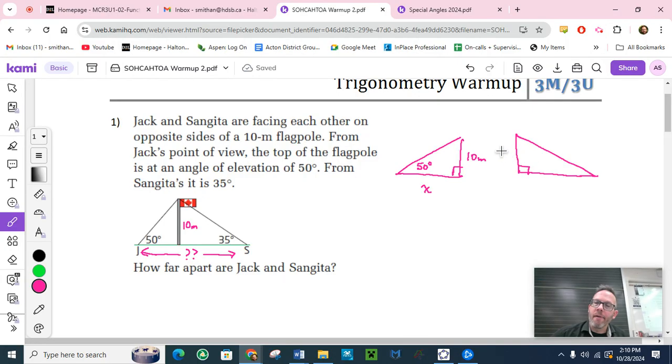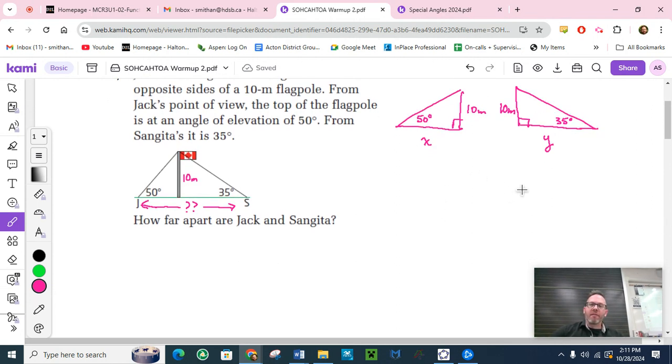And then the other guy, 10 meters and 35 degrees. I'll call the bottom length Y. You did a problem like this, except it was finding the height of a building, I think, or a flagpole, or something that it always is. I'll let you keep going on that strategy, and then we can just combine those together once we're done.